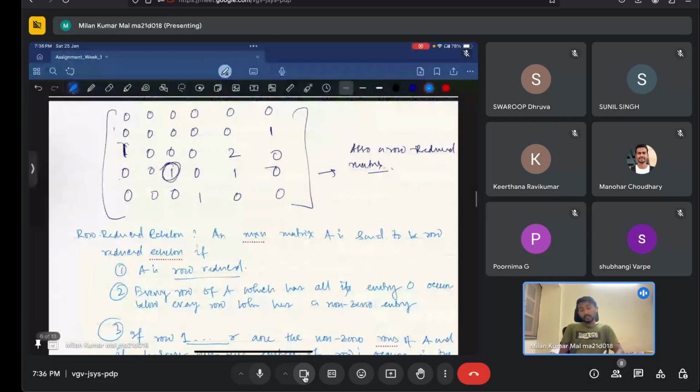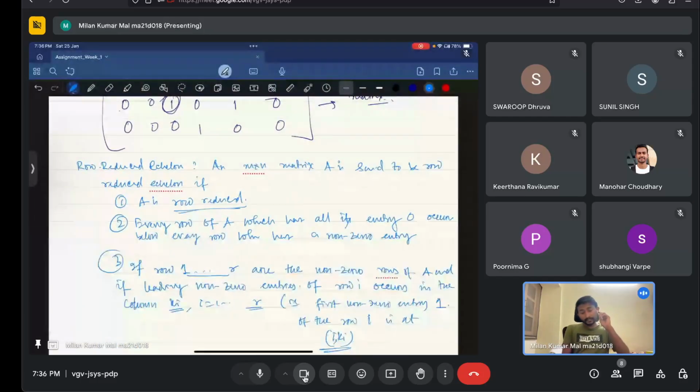So three things: first, A should be row reduced. Second, every non-zero row will be above the zero rows. These two are very clear. Now the third one is the third fact.